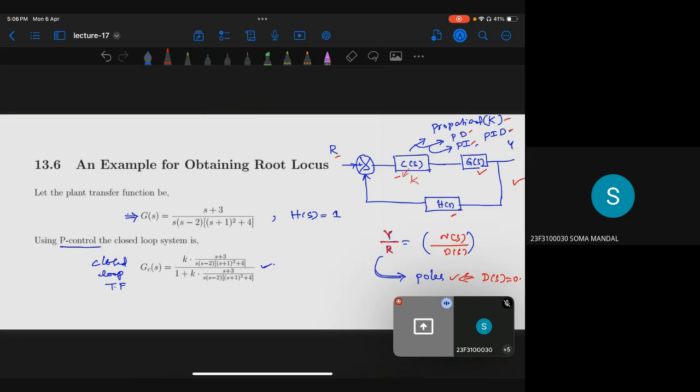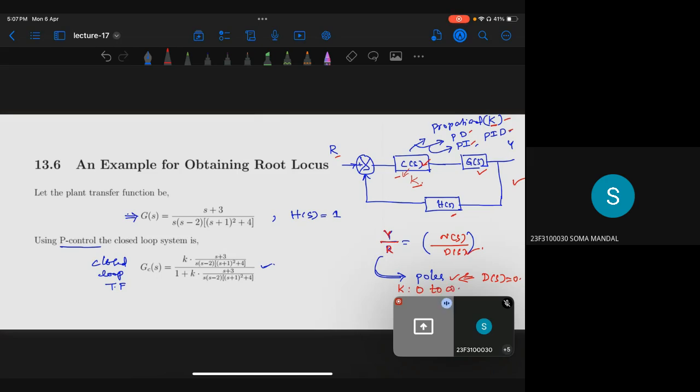Whenever D of S has order greater than 3, it is not easy to find the poles directly. In such cases, to decide the stability, we use the RH criteria. When we consider different controllers, like the proportional controller, which is represented with K, it means that your D of S has the constant K.